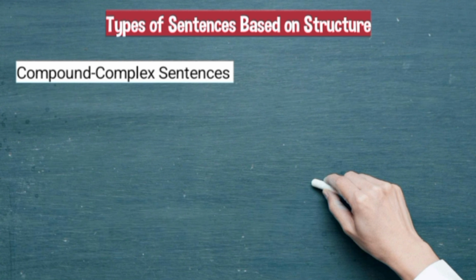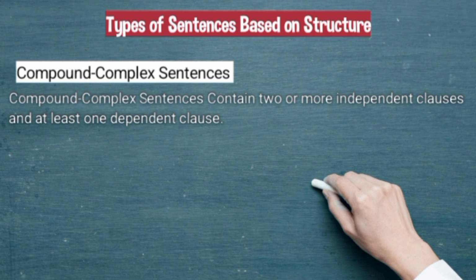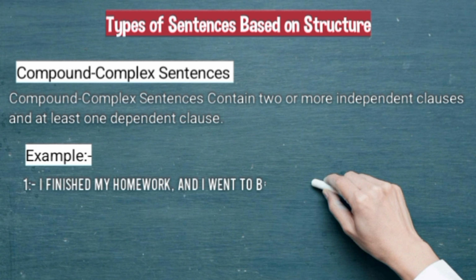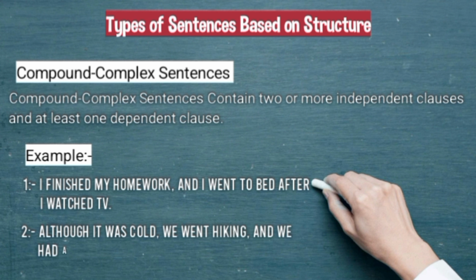Number 4 is compound complex sentences. Compound complex sentences contain two or more independent clauses and at least one dependent clause. For example, I finished my homework and I went to bed after I watched TV. Although it was cold, we went hiking and we had a great time. Use. Compound complex sentences express complex ideas and relationships.